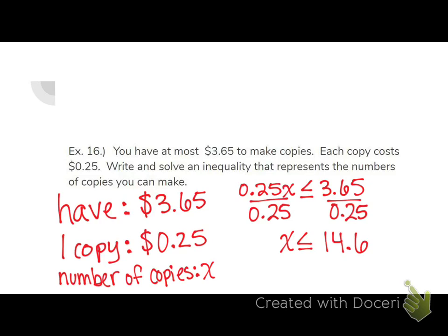If x needs to be less than or equal to 14.6 copies, how do we need to round that? Round down. We can't round up because we're already saying x needs to be less than that. So we would have to round down. So we need to make 14 copies or less. That's all we can afford.